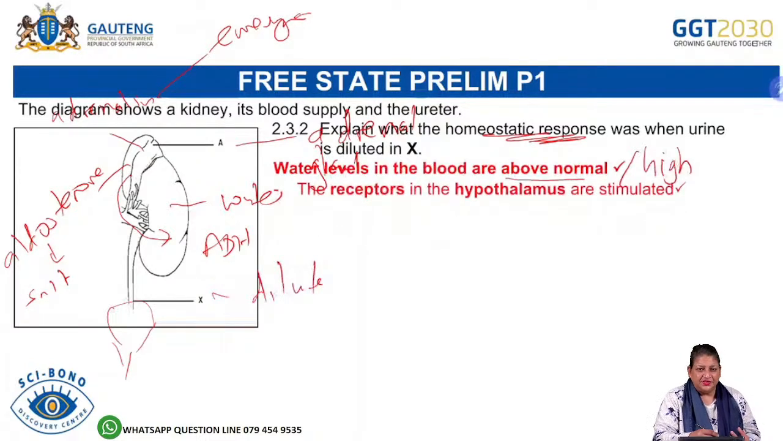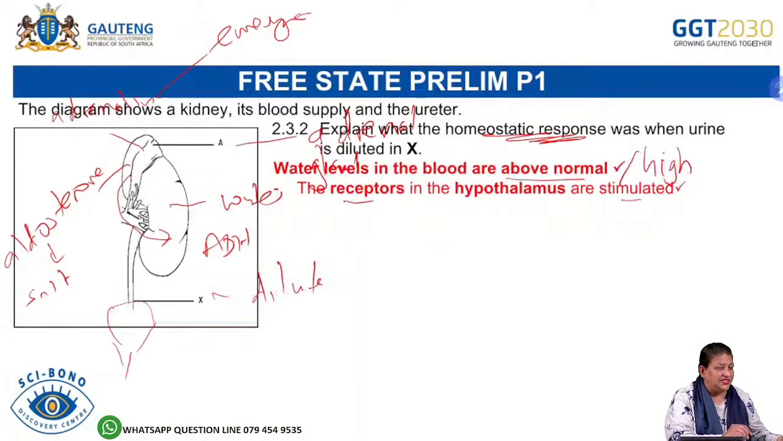Then what happens? Because his water level was high in the blood, the receptors, you must remember, something must receive that message. The receptors in the hypothalamus. The hypothalamus is in the brain. So the receptors in the hypothalamus are stimulated. Because the water level is high in the blood, a nerve impulse goes to the hypothalamus, and the hypothalamus is able to detect, oh, this person drank a lot of water. He drank juice, he drank water. His water level is quite high in the blood. We do not need to reabsorb more water in his blood.